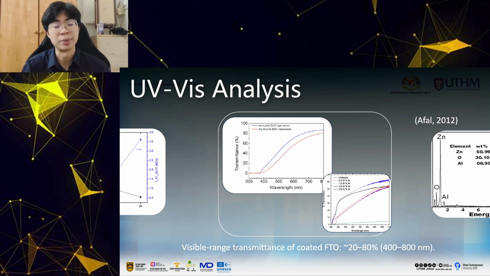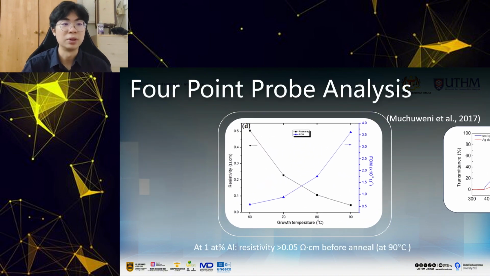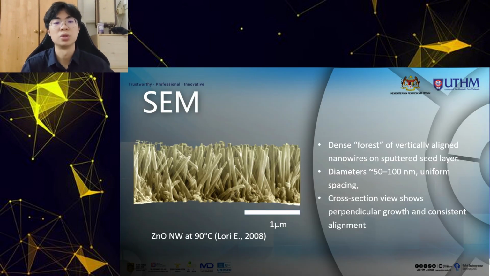Next, the expected results. So as you can see, the dense forest of vertically aligned nanowires on the sputtered layer has a diameter of 50 to 100 nanometers with uniform spacings, and this cross-section view shows perpendicular growth and consistent alignment. So here's a more detailed view, as you can see.